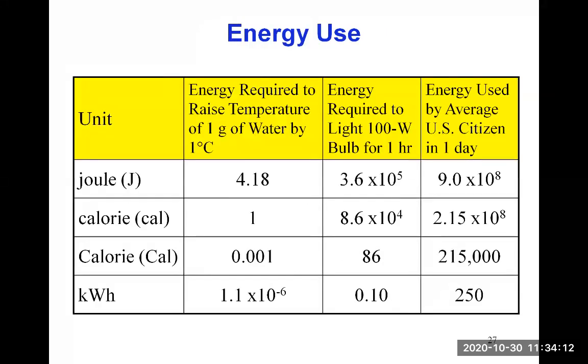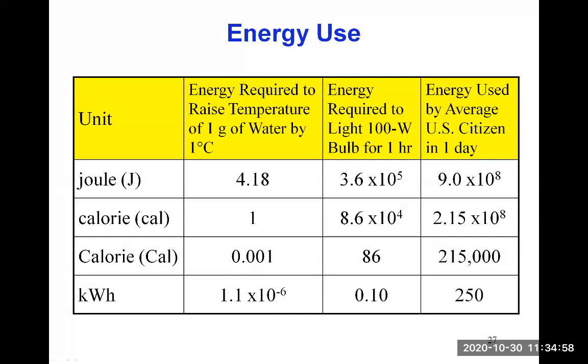So to give you an idea of the energy use in terms of these different units. The energy required to raise the temperature of 1 gram of water by 1 degree, we said is 1 calorie with the lowercase c. And because 1 calorie is 4.184 joules, then that's the amount you need for that. And then in capital C calorie, it's 0.001. In kilowatt hour, it's 1.1 times 10 to the negative 6. So it's a very small value with a lot of zeros in front. The kilowatt hours are very large units.